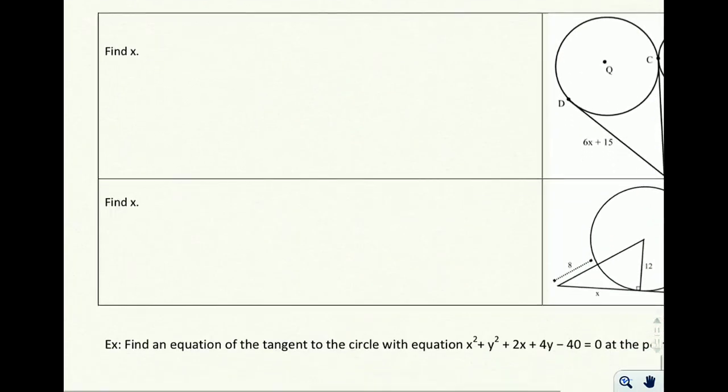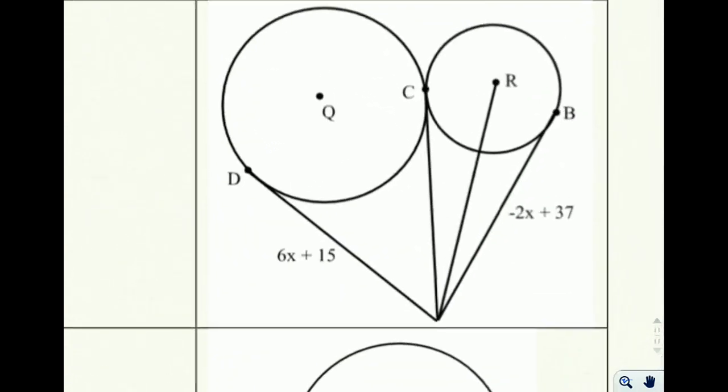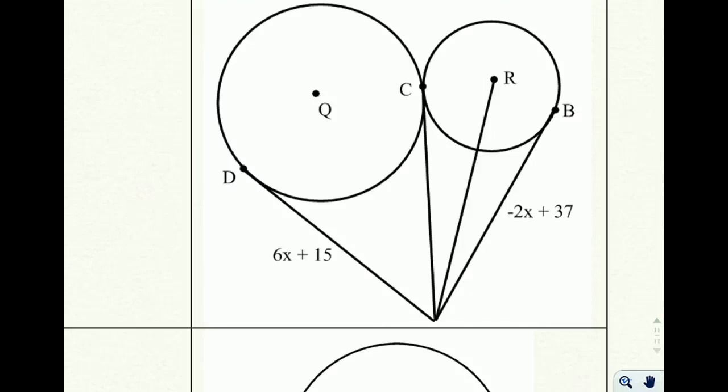Continue that pattern. We're going to find x in this picture. We have circles, and we have lines that are tangent to the circle, meaning that we form right angles here with those lines and a radius of the respective circle. Same thing here. Go to the outsides. We can draw a radius and then form a right angle.